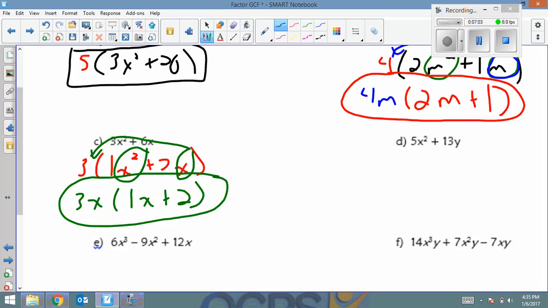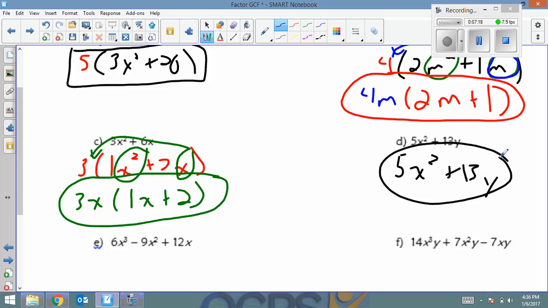Letter D is a little tricky because there's no number that goes into both 5 and 13. So we have to leave it the same. They both don't have the same letter. So we just leave it as is. That is your answer. That is as far as you can go with that one.